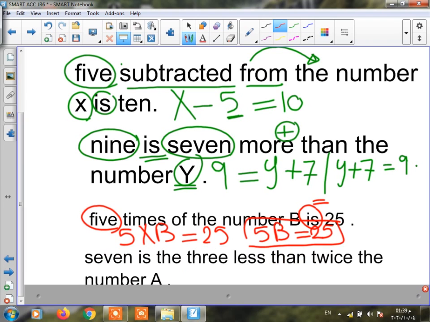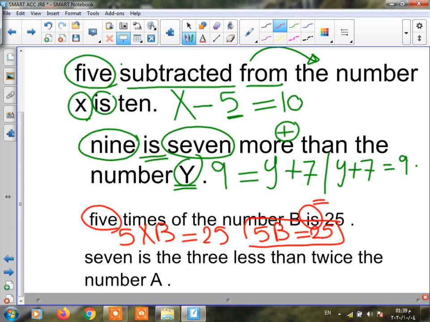The last one will be 7 is. 7 is, what does that mean?